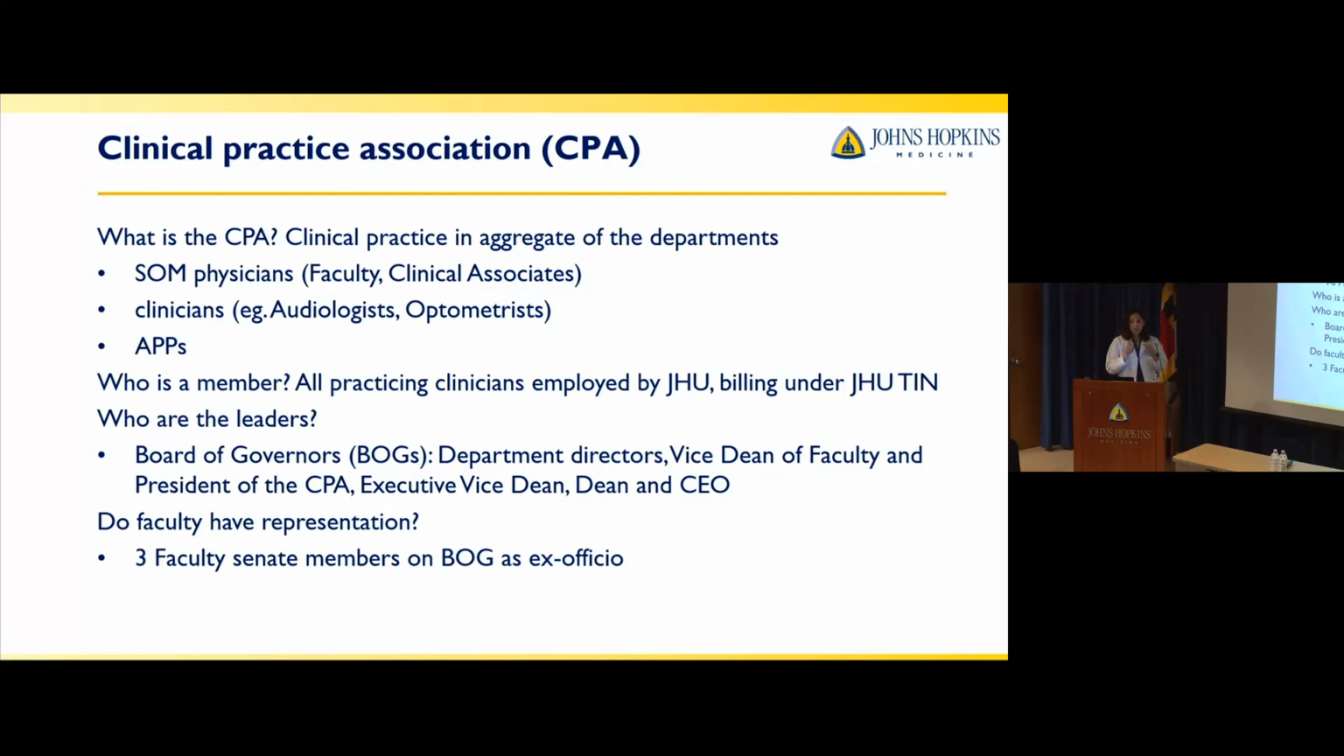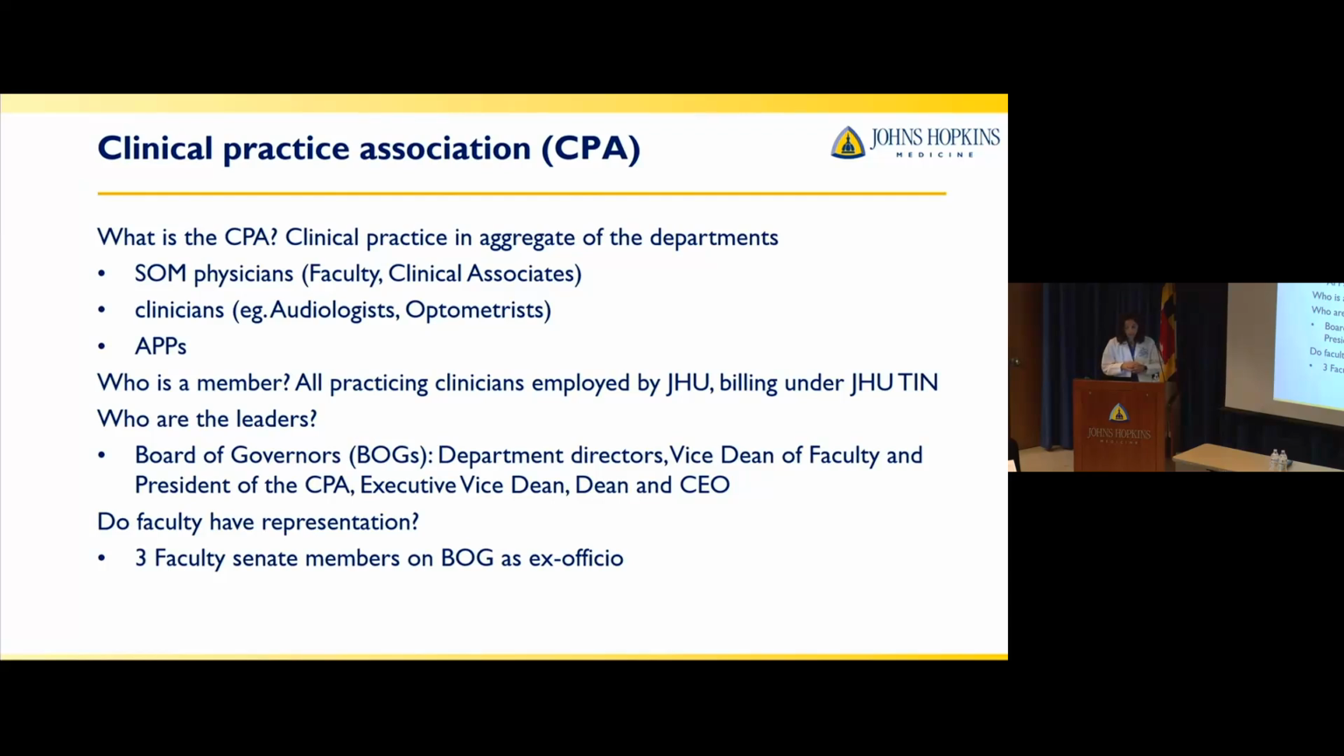And that is made up of physicians, APPs, all really billing clinicians within each department and together through the School of Medicine. Who's a member? Each one of us as faculty members is a member of the Clinical Practice Association. So any of us who bill basically under the Hopkins tax ID number. The leaders of the CPA who vote are the Board of Governors, and those are our department directors. So 21 clinical department directors make up the Board of Governors.